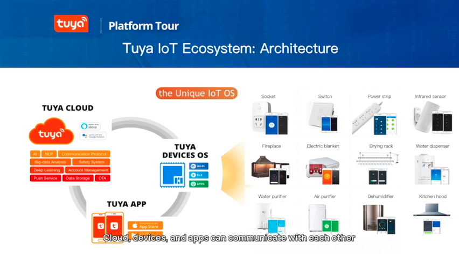Cloud, devices, and apps can communicate with each other, as shown in the figure. After embedding the networking chip in a device, the device becomes smart and compatible with Tuya IoT ecosystem. In this way, the device can be controlled by users through the Tuya Smart app. Well, how to create a smart product and make it compatible with Tuya IoT ecosystem? Let's find the answer in the second part of this tutorial.